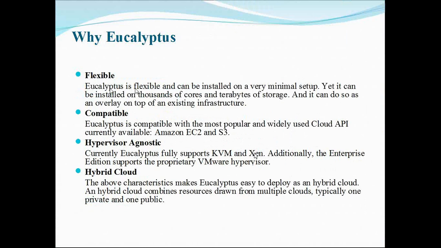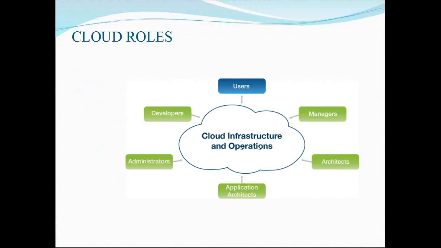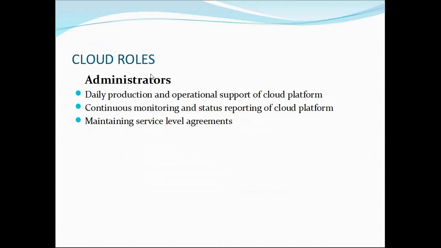And hybrid cloud. You know the difference between private, public and hybrid cloud. If you have a private and public cloud integration, that is called hybrid cloud. These are the roles in a cloud infrastructure operation. The developer mainly develops code. The administrator manages your cloud infrastructure. The application architect handles how to host your application on instances. The architect's role is mainly designing your cloud infrastructure: how you can scale up, how many users, and what type of servers we are going to have in our private clouds. And users are the end users who are going to use your cloud resources. These are the cloud roles.